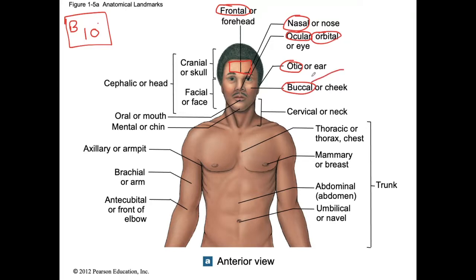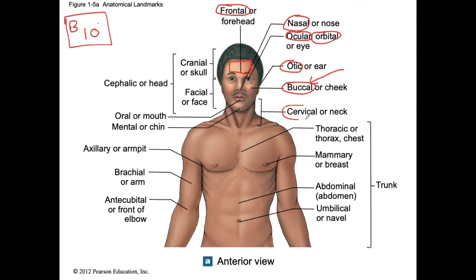And this word buccal will come to haunt us again when we do muscles of the face. When we get into muscles in another week or so, there's a muscle called the buccinator. Well, once you learn buccal is cheek, when you see a muscle called the buccinator, you're going to have to say to yourself, it's got to be near the cheek somewhere.